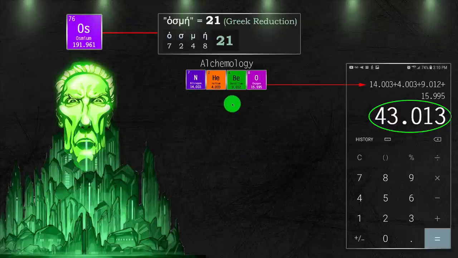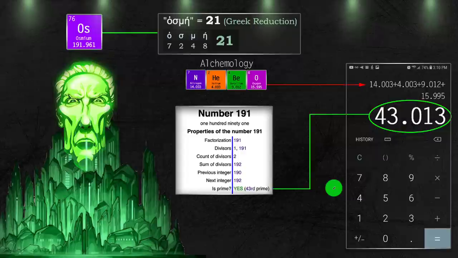7248. It's interesting. It has the 7 and the 8 in there, which is the air that we breathe. Going over to the trusty calculator and adding that up, look what you get: 43.13. 43, of course, is not just any number. It's tied to the 191. 191 is the 43rd prime number. And what is the most abundant weight of osmium? 191. That's why I know alchemology, which is taking numerology and blending it with alchemy, and then using the trusty calculator, it's undeniable here. And then using pure math.